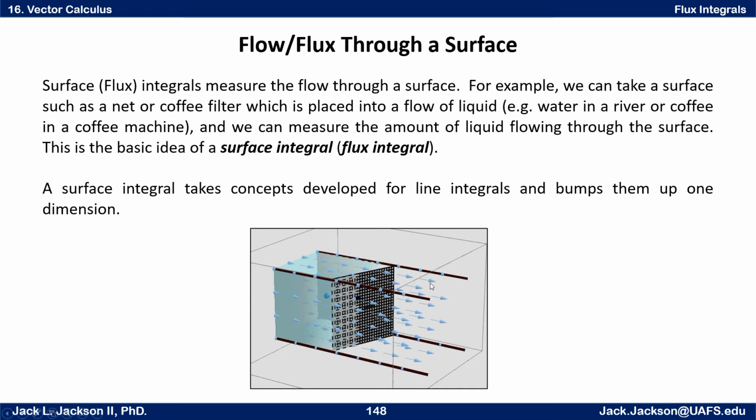So here's an example of a pipe with a square cross-section shape. We've got a mesh grid running across there. It's at an angle, and the flow of this liquid is coming through that grid, and these vectors represent the velocity of that flow. And we could somehow measure how much is going through there. That's the basic idea of a flux integral. In another sense, the surface integral takes the concepts developed for line integrals and bumps them up one dimension.